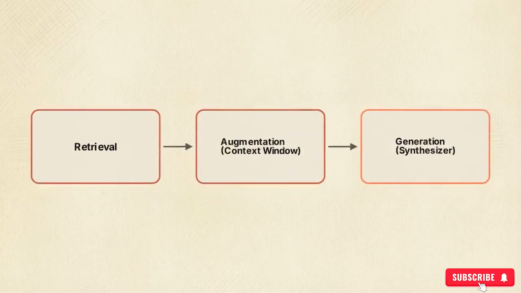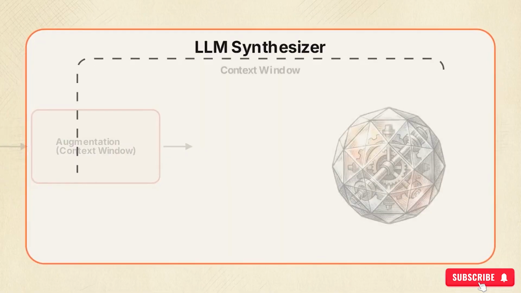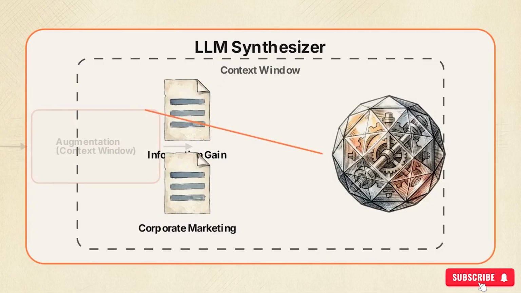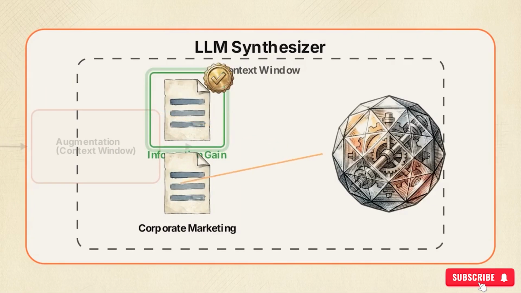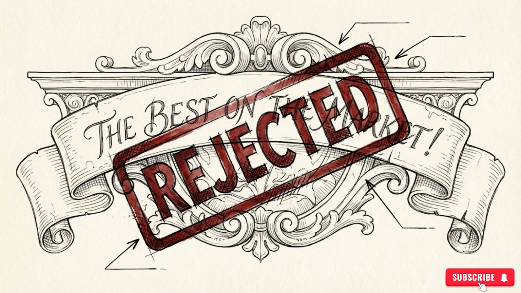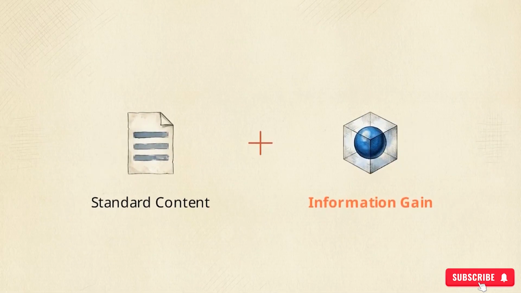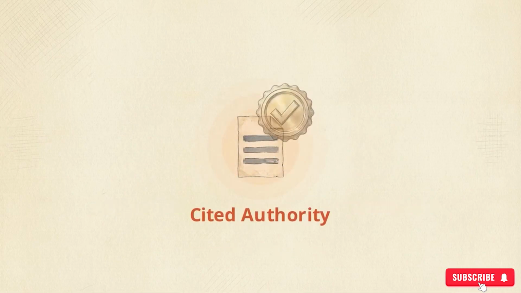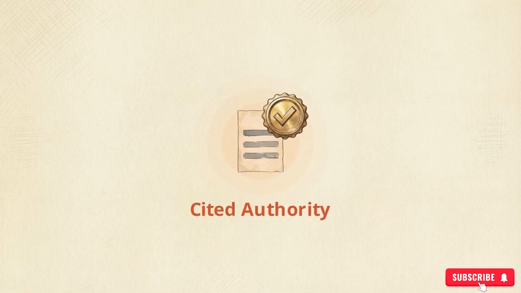Data that survives the funnel enters the final phase, the LLM synthesizer. Inside the context window, the AI applies a probabilistic trust filter. It evaluates the chunks to decide what gets cited and what gets discarded. The algorithm contains a heavy bias against self-promotional marketing copy and subjective, unverified claims. Inclusion requires information gain. Information gain is a metric used by search algorithms to measure the amount of unique, concrete data a document adds to a topic.